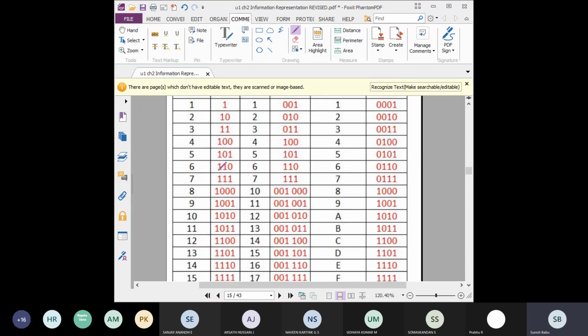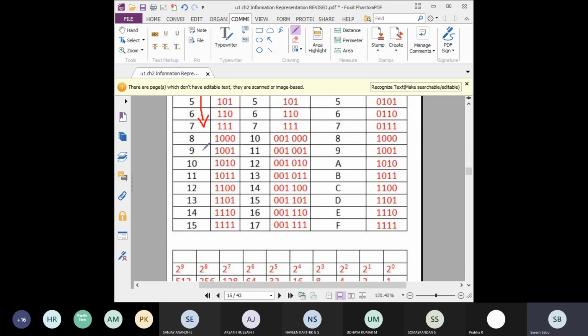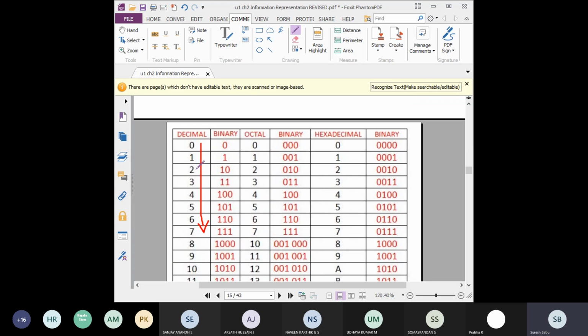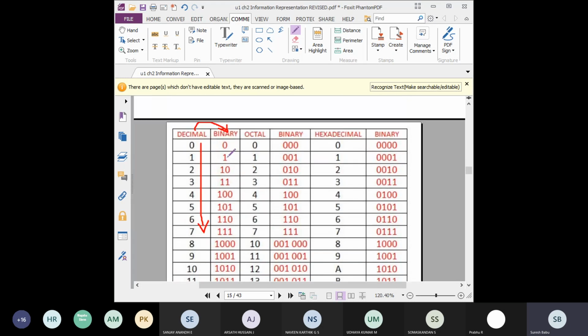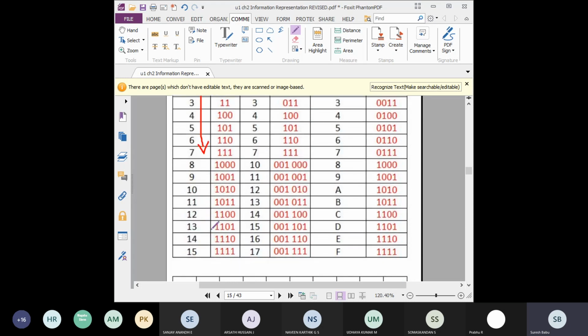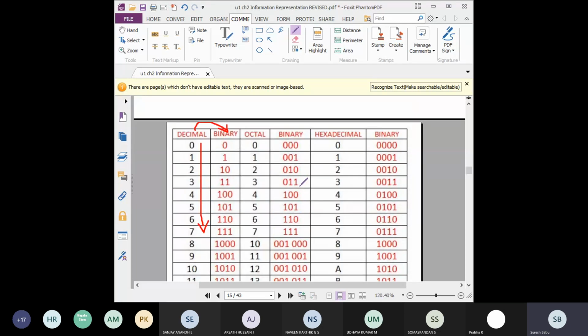Decimal numbers we know, right? In the left corner you see the decimal numbers, 0 1 2 3, which we use in real time. And you need to know how to convert decimal to binary. Continuous division by 2 gives you these values. You can do this for 15 numbers, or you can memorize them. This is very useful because these numbers help you convert from octal to binary or hexadecimal to binary.